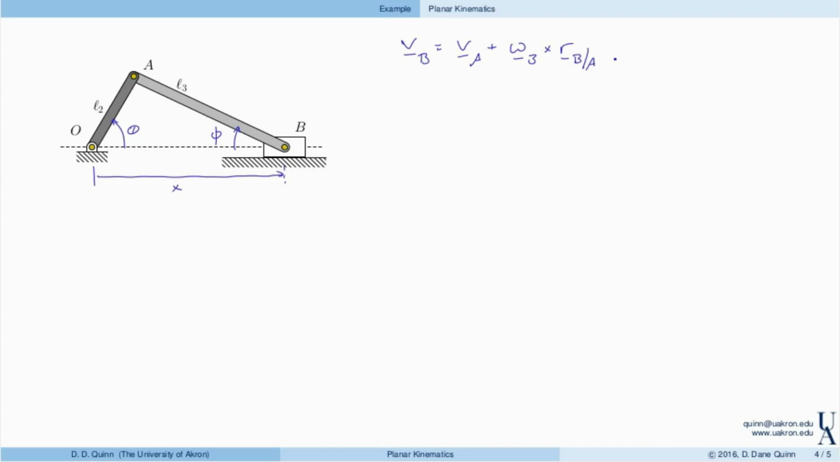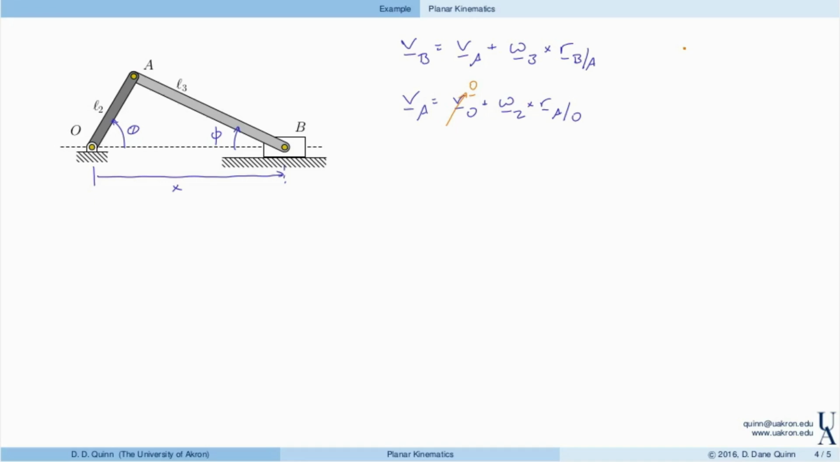And then notice that A and O are both fixed in link 2. So I can write the velocity of A as the velocity of O, which is 0, plus the angular velocity of link 2 cross r of A with respect to O. Again, the velocity of O is 0.